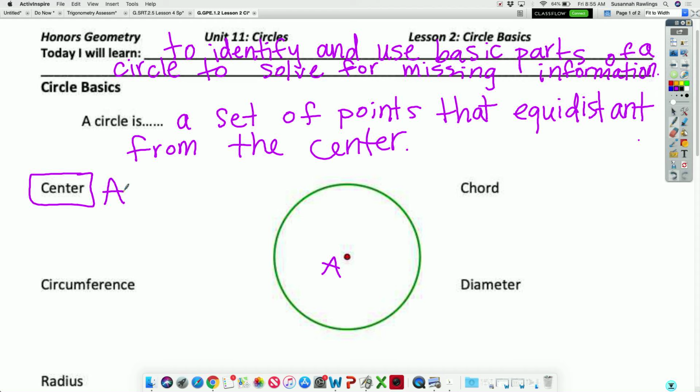Okay, so our center is the point that is going to be equidistant to the circle's edge. Okay, and that's where our radius comes from. But again, that's why we use a compass. It holds our radius from the center and makes sure it's the same distance all around.